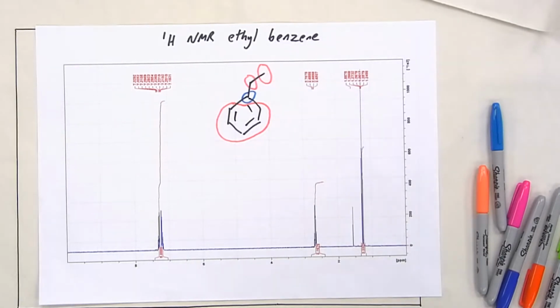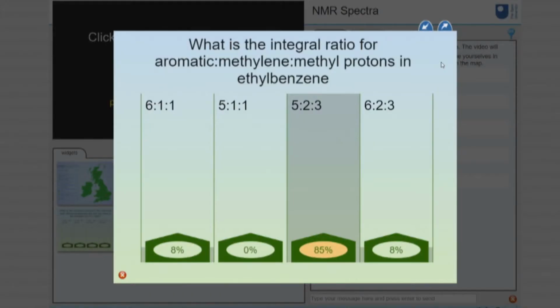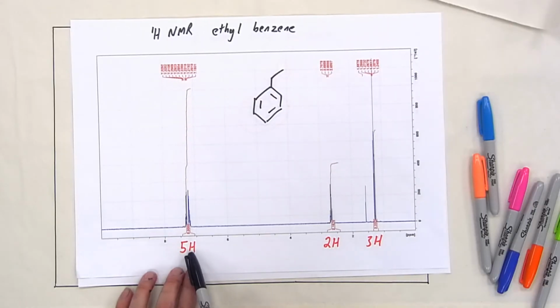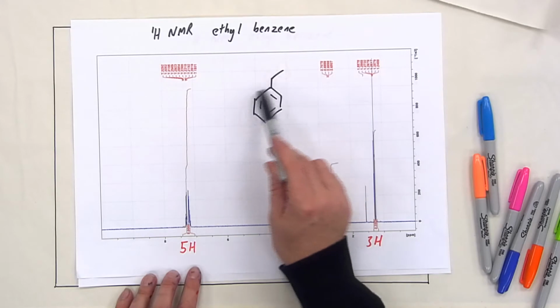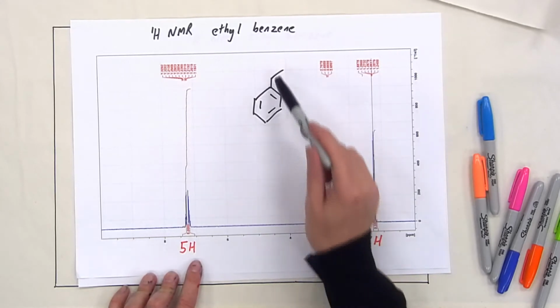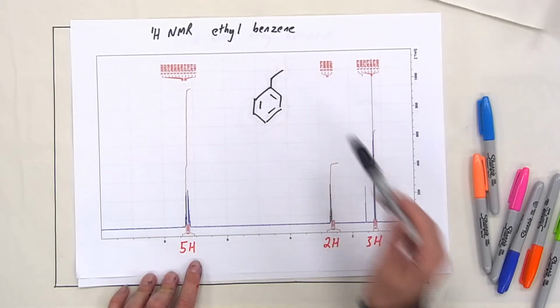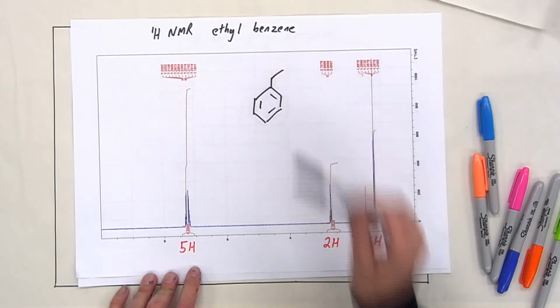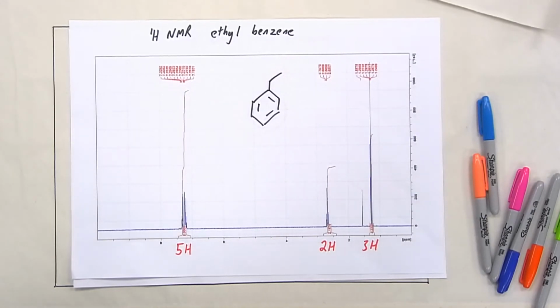Okay, right. So I think it's back to the widget now, and yes, the vast majority of you here have got a ratio of 5 to 2 to 3 for the aromatic to methylene to methyl, which is exactly what we expect, isn't it? It is what you expect. So we've got one here now with the integral. Very quickly, just to reiterate what you've already seen, this is 5 hydrogens because you've got the 5 aromatic protons there. You've got the 2 hydrogens for the CH2 group adjacent to it, and then the 3 hydrogens for the CH3 at the end.